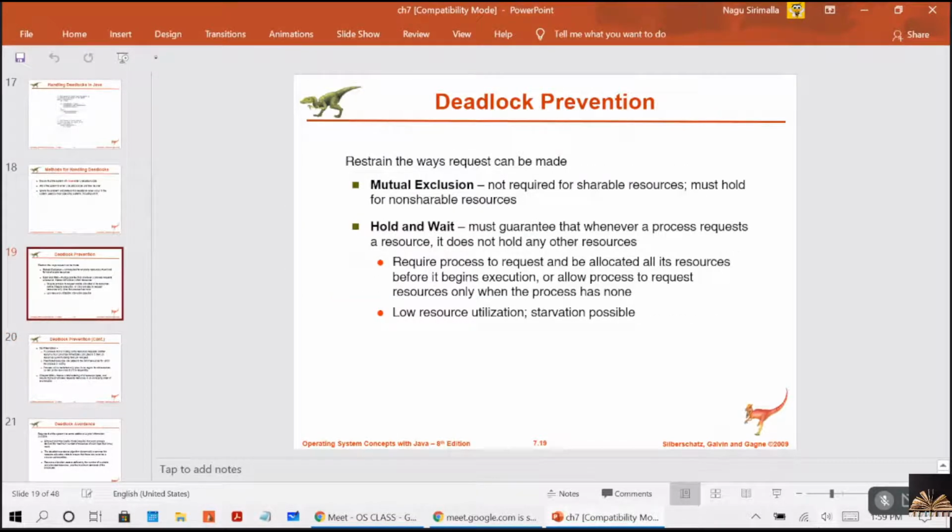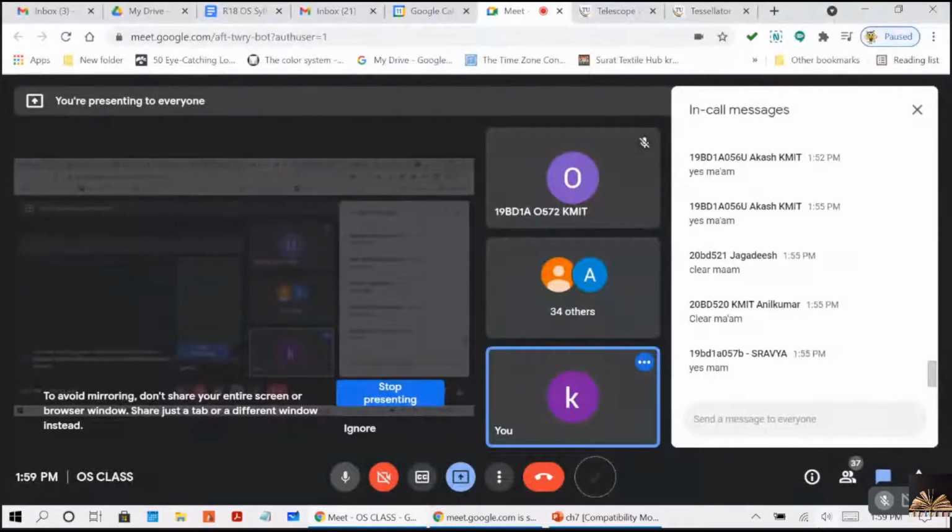Look, there are 4 necessary conditions. If those 4 necessary conditions don't hold, we are preventing deadlock. Yes or no?